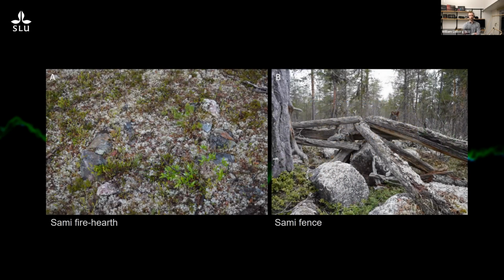These are some examples of Sami remains. So this is a fire hearth and a fence, or an old fence. So these remains can be both quite large and really small.